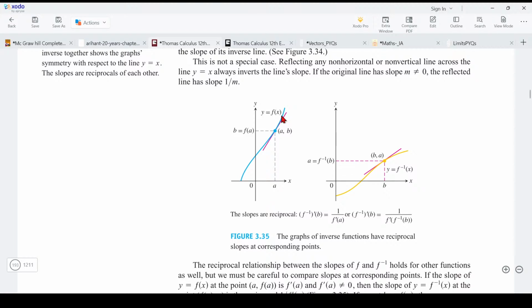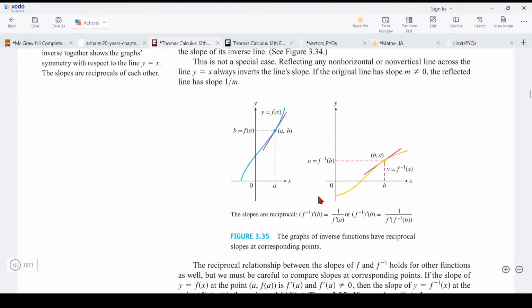Agreed? This slope and this slope, the slope at b, should be related. Agreed? Because we are inverting this function. This point should become this point, right? We are just inverting the point, right? AB is becoming BA. Obviously, there must be some relation between the slope here and the slope here. What is the relation? See, this is the slope and this is the slope, right? Whatever the slope of this is, the slope here becomes 1 by that.